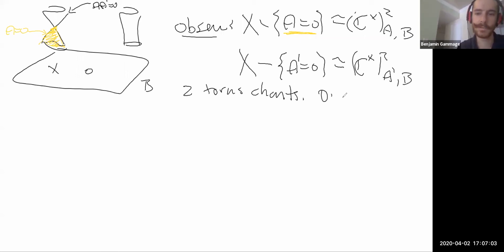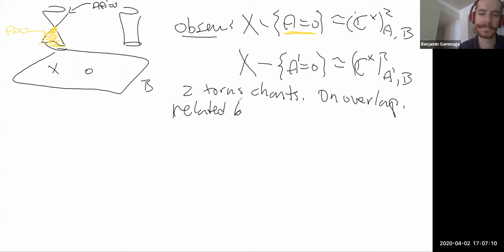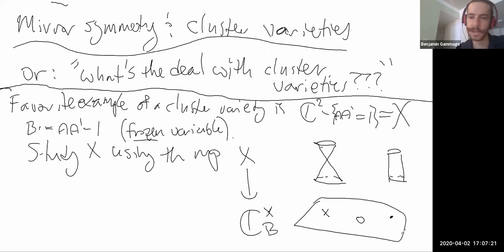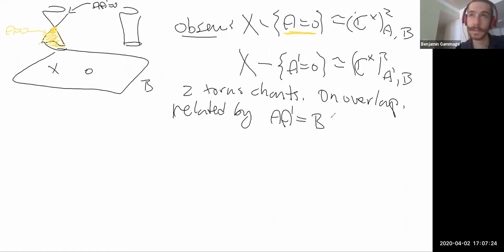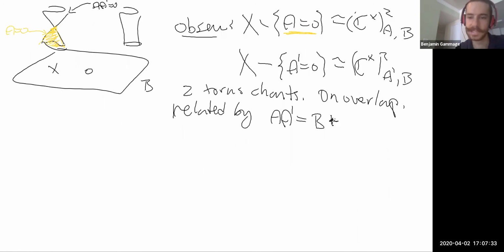And on the overlap, they're related by the equation A prime is equal to B plus 1. Sorry, B was equal to A prime minus 1, so A prime is equal to B plus 1. In cluster theory, the positivity is very important. It's important this is a plus 1 for some reason.